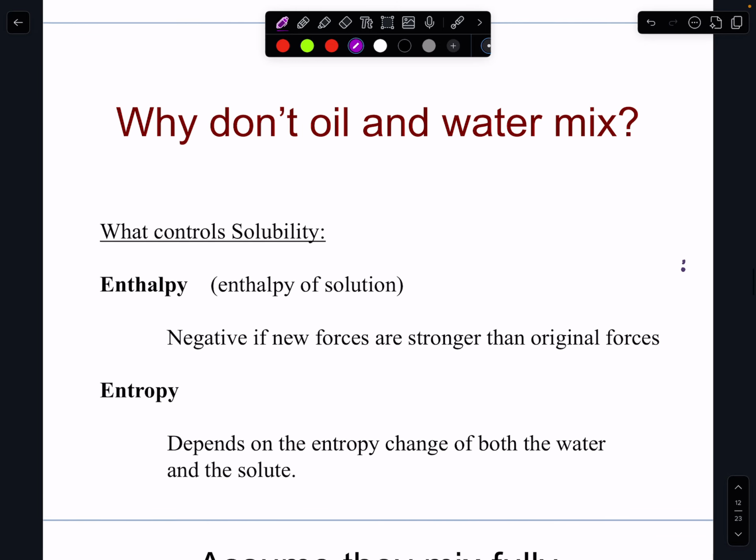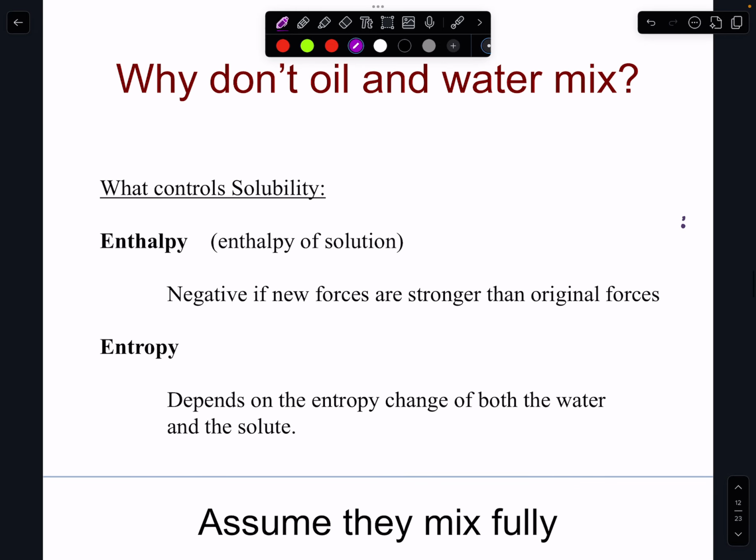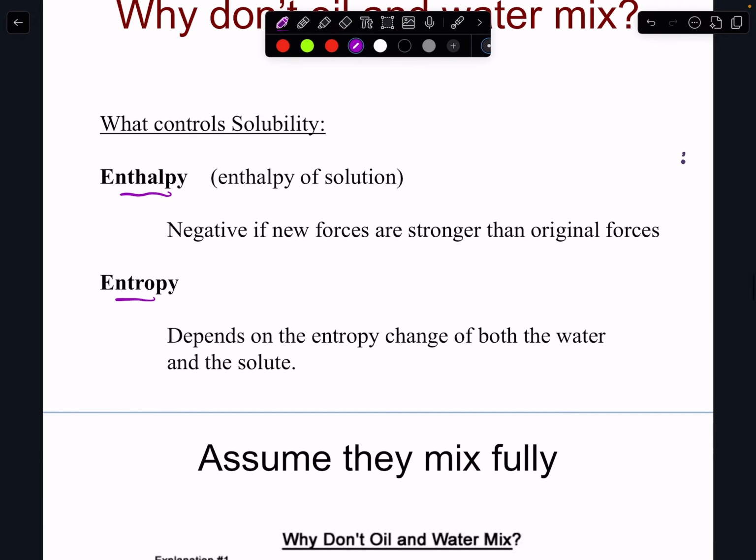Okay, and so the next thing we're going to talk about is why oil and water don't mix. The two things that control this are enthalpy changes, which are changes in bonding and the forces that happen, and entropy changes, which depend on the entropy change of both the water as well as whatever's dissolving in the water. In this case, we'll talk about oil.